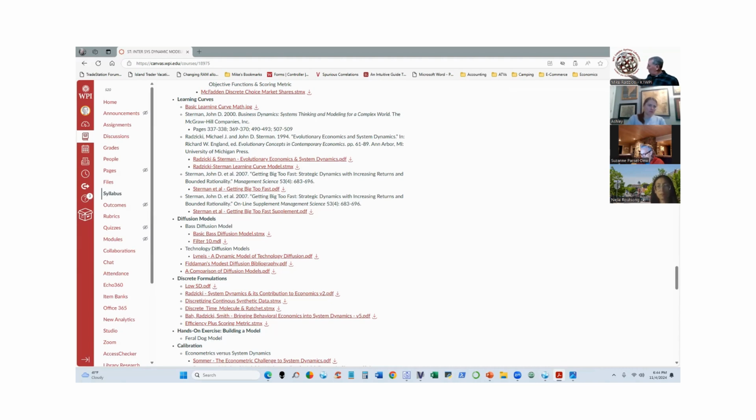Okay. What else do we have here? I'm looking at my notes here. All right, diffusion models. That's the next thing here.